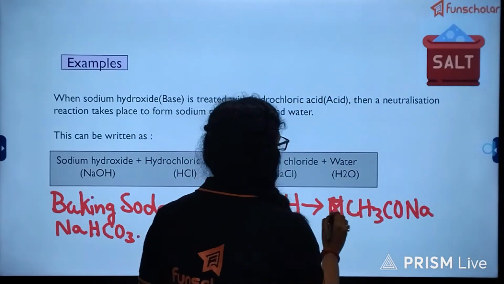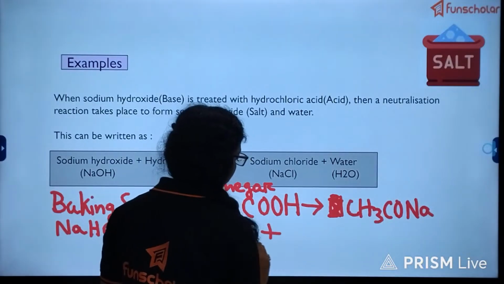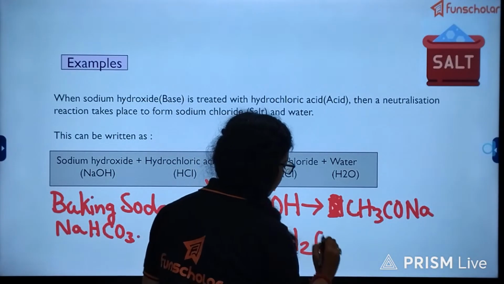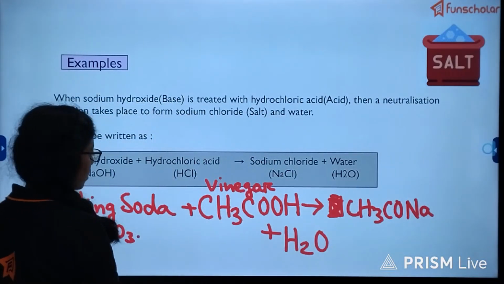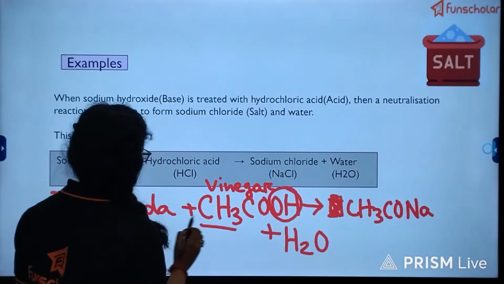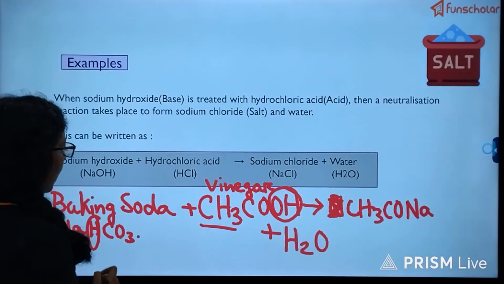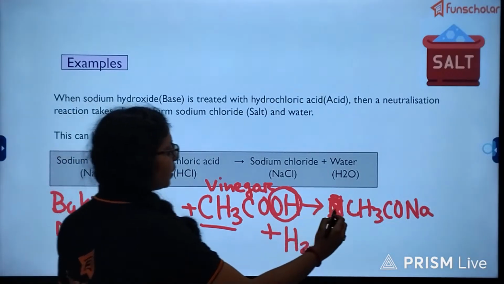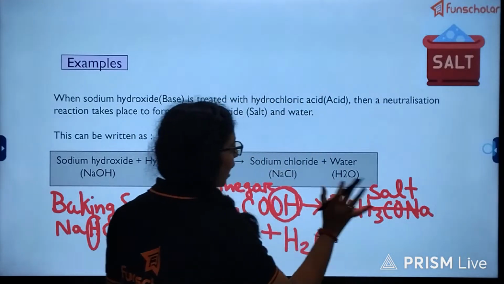Okay, what do you think this is? Let me see what else is going to be there. Definitely there will be water. Okay, if water is going, then this H and this OH have gone, right? This CH3CO and Na are in another place. Okay, so there will be another salt, right? Here will be some sodium acetate.